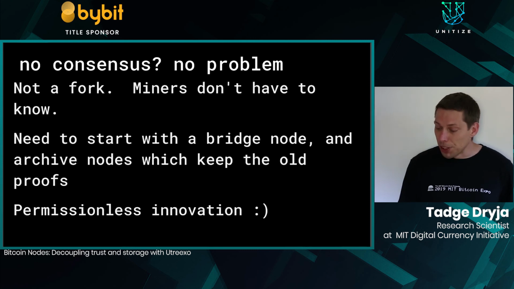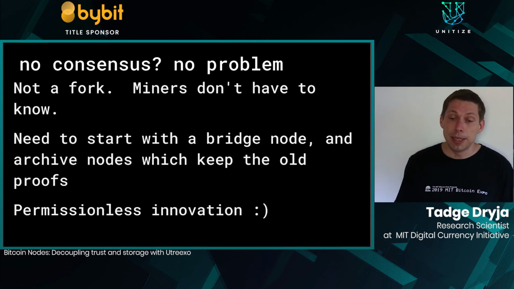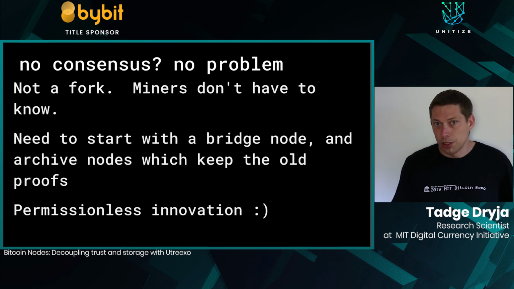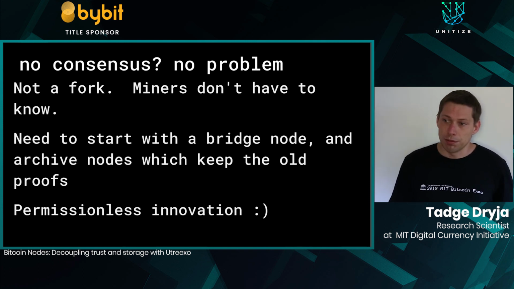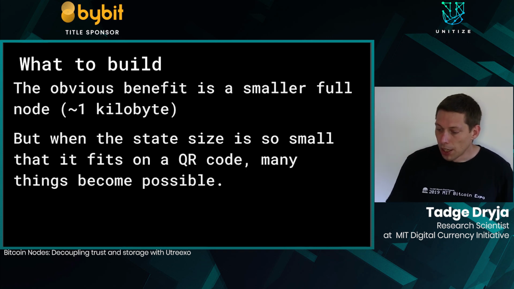So you need to start with bridge nodes and archive nodes to keep all these proofs. But it's nice. It's permissionless innovation. You're not going to have any arguments over starting this because people can just use this new software which requires proofs and have bridge nodes to provide these proofs. And whatever transactions they're making, it's really easy to strip out the proof and send it over to the old software, right? The old software will take these new transactions with proofs and just remove the proof.